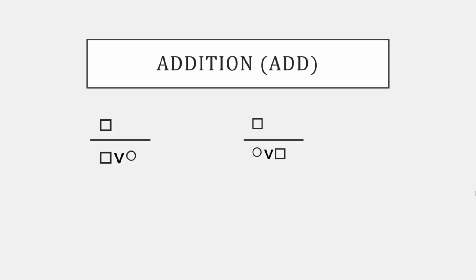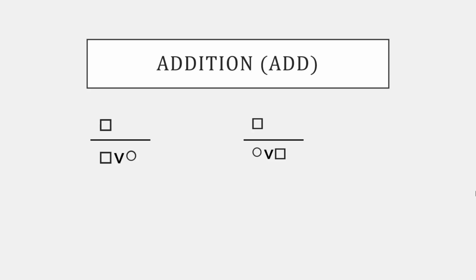So addition. This is a lovely rule. I love this rule. If you've got box, you can get any box or circle, no matter what circle is. Circle doesn't have to appear anywhere in the proof. Circle can be literally anything that you want. So if I've got P, I can derive P or literally anything.